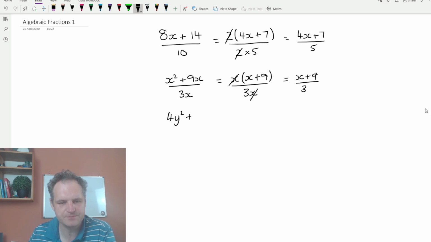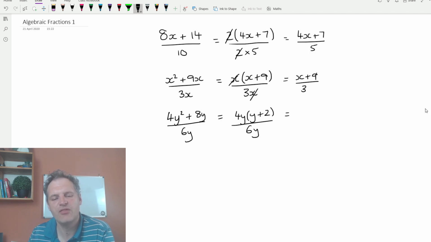4y squared plus 8y all over 6y. In this example, we now get 4y on the outside, y plus 2, and 6y. This time, the y's cancel first. 4 brackets y plus 2 all over 6. And then the 4 and the 6 cancel, leaving 2 over 3 (y plus 2).